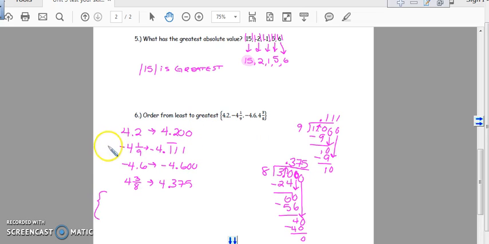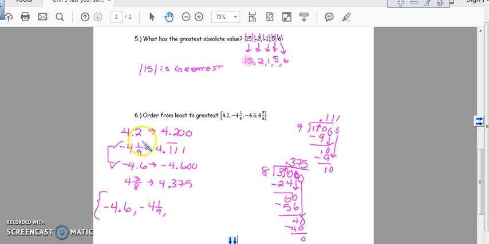Least to greatest, so I'm going to start with my negatives, which are these two guys here. I'm going to go piece by piece. It's tied. Now, is a negative 1 smaller or a negative 6 smaller? Negative 6 is smaller. So negative 4.6. Then negative 4 1/9.